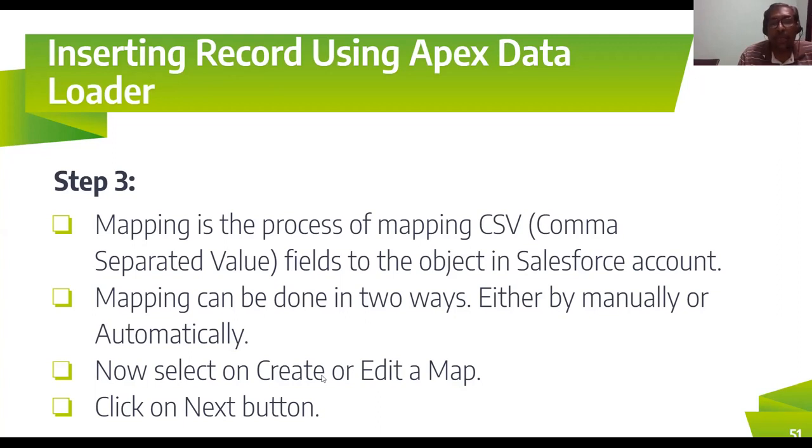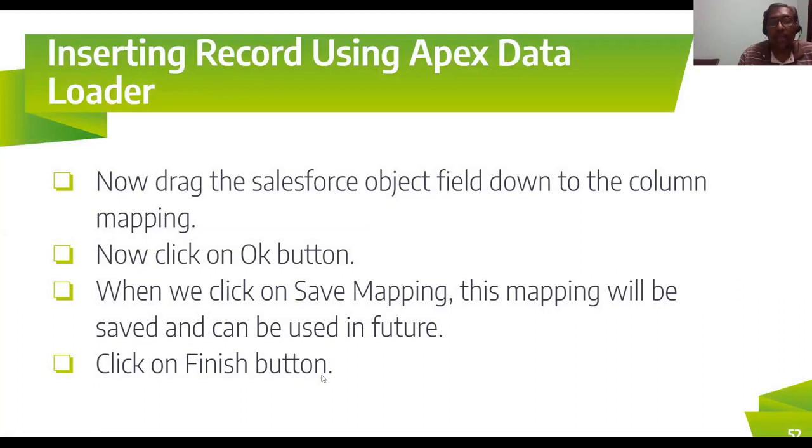Now select create or edit a map, and click on the next button. Now drag the selected Salesforce object field down to the column mapping. Now click on the OK button. When we click on save mapping, the mapping will be saved and can be used in future. Then finally, you're going to click on the finish button.